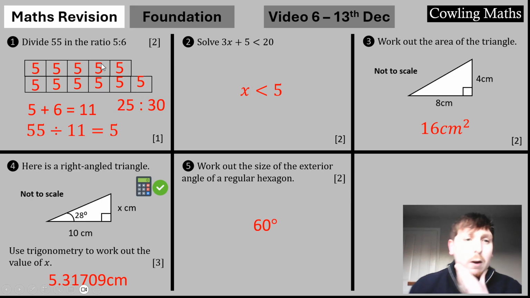You'll probably get 1 mark for working out that each part is 5, so 5 in each box, and then 2 marks for the final answer.